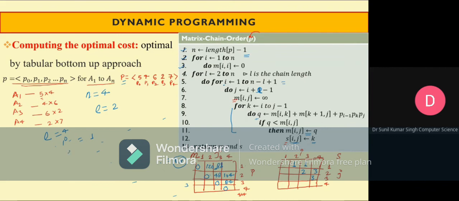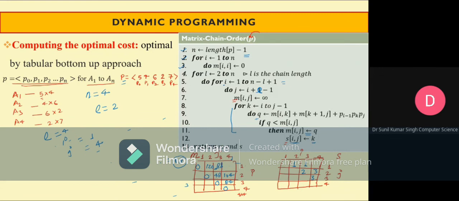Now look at the value of J this time. I plus L minus 1. So I is 1, L is 4, 4 plus 1, 5 minus 1, that is 4. This one also is going to take only one value. Now look at Mij. So I is 1, J is 4. They are talking about this position. Put the infinity here.